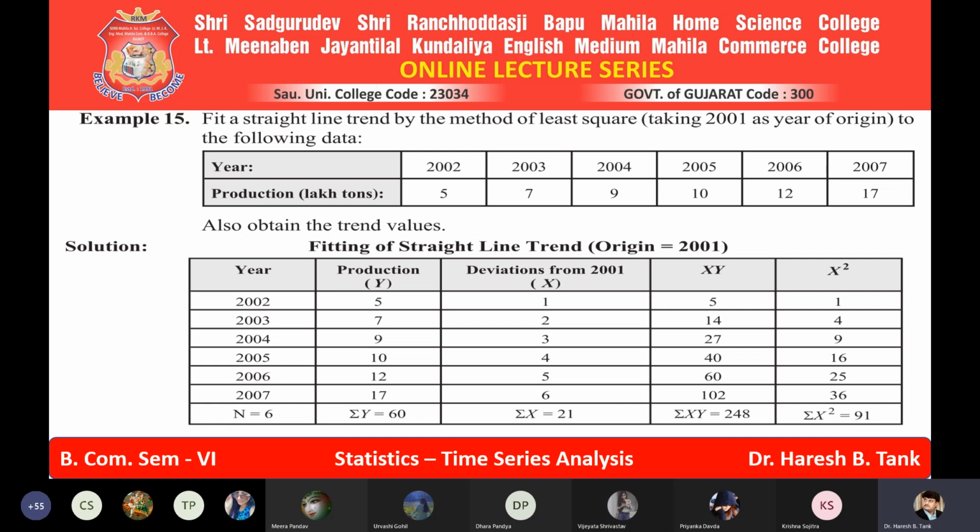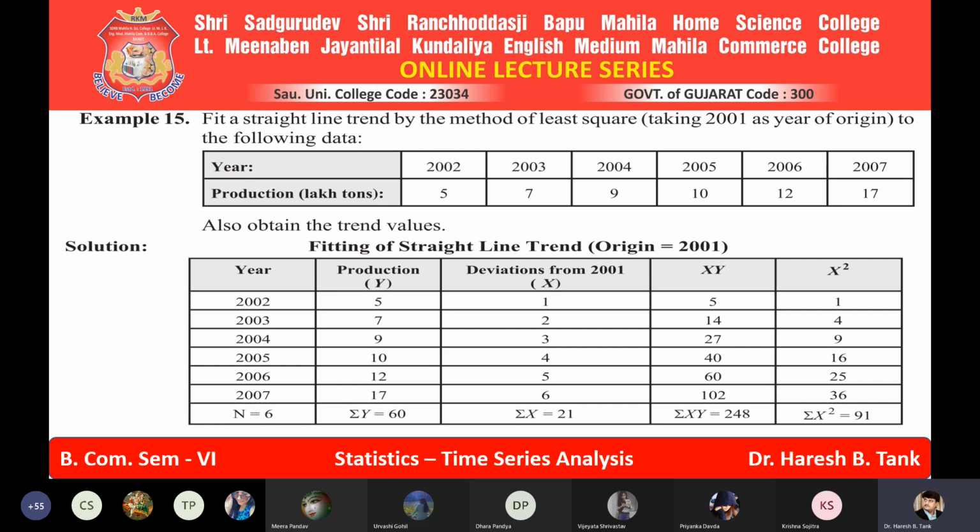The next column would be x multiplied by y. Now you have both values. One column is x and one column is y. Whatever the entries are in these columns, make a product of those two and put it in a column of xy, x multiplied by y. So 1 multiplied by 5 comes to 5. So you have to put 5 against 2002.